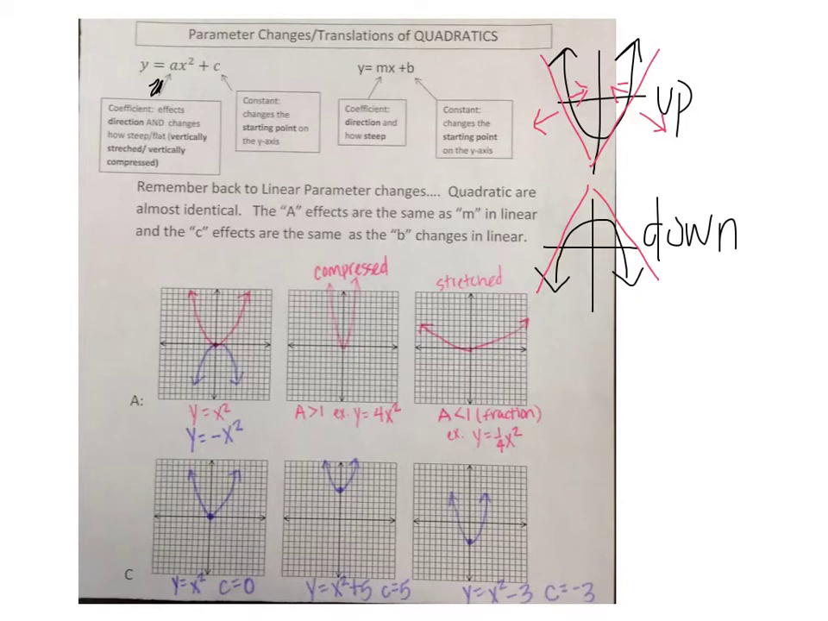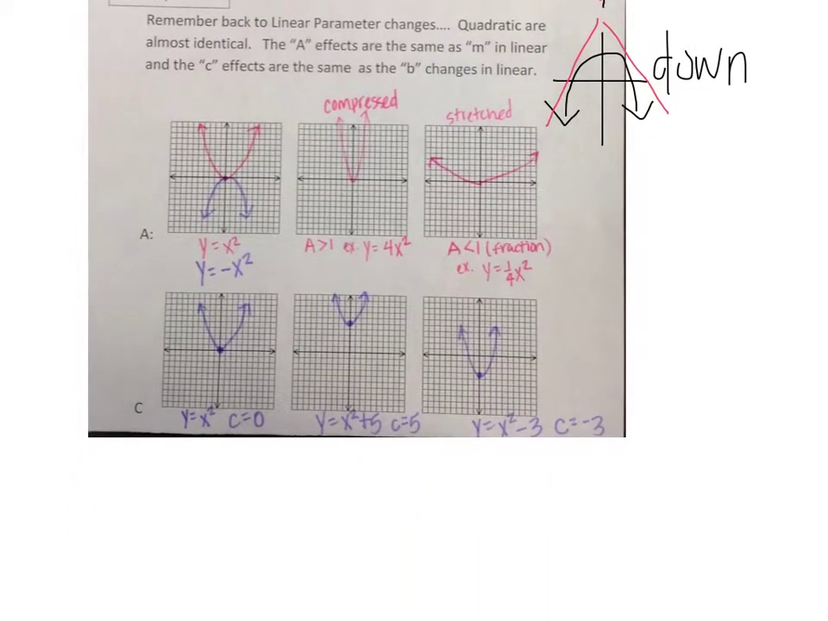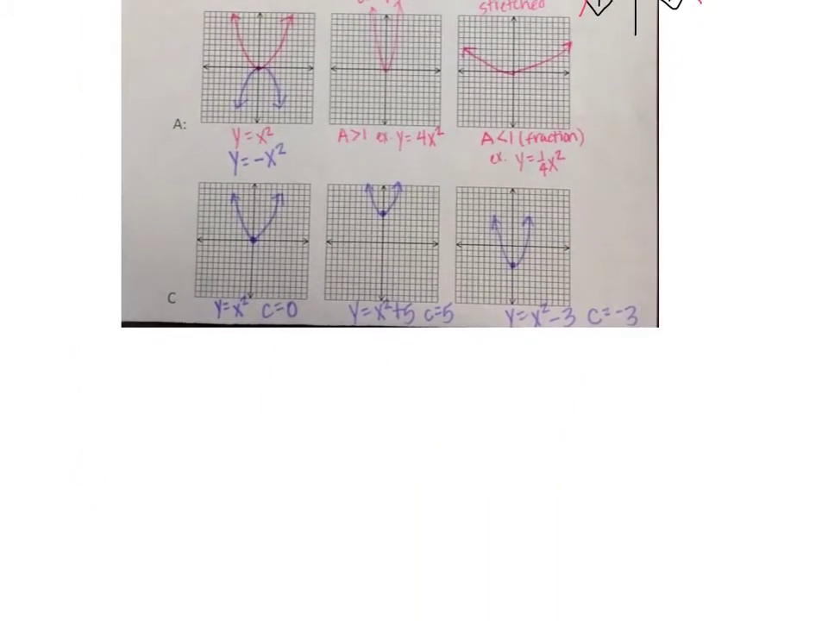This one's really super easy because it's identical to what B does. It's your starting point on the y-axis. So down here I've done an example of what happens for C. If I have my parent function, C is actually 0 because there's no number being added or subtracted here. I know that it's going to open up because the number in front of x squared is positive 1, so it's just my parent. It starts at my 0 or my origin because C is 0.